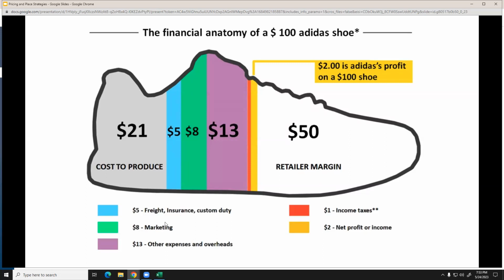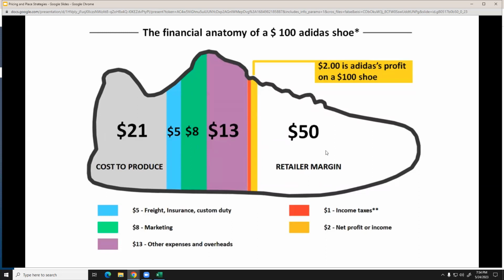You have marketing is $8. Other expenses and overheads, that could be relative to sales and bonuses and commissions, things like that. Then you have income tax, which is a small little sliver here. Then you have this gold line, which is the net profit to Adidas. The units of the business are typically making profit also, but the net profit they put in their pocket is $2 a shoe.